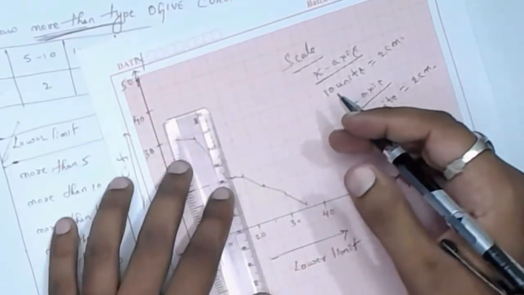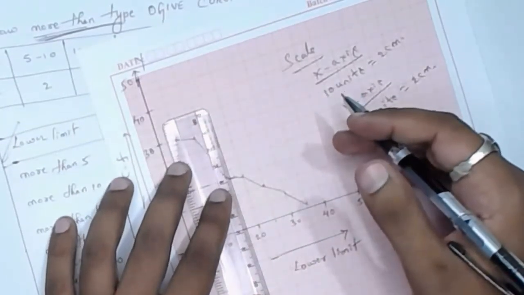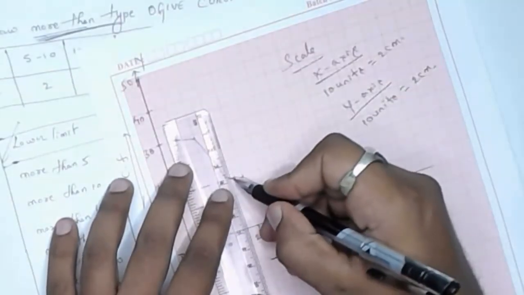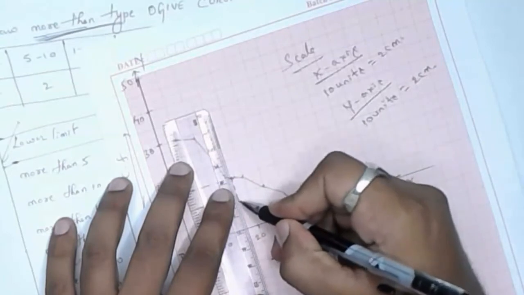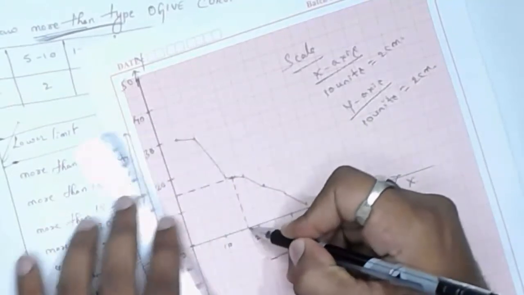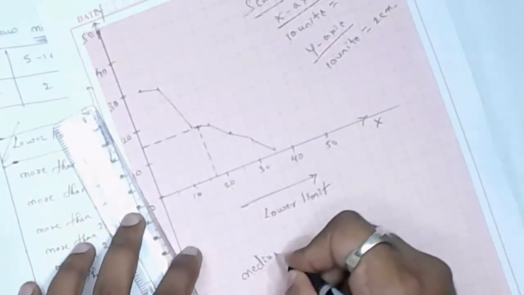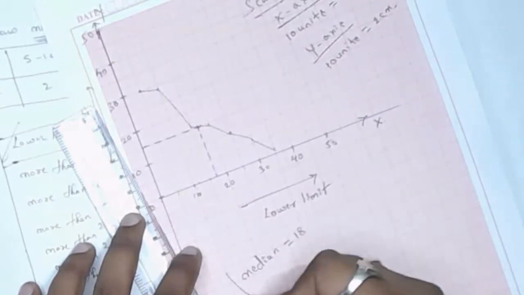Once it touches this curve, from here it comes approximate, children, don't worry. Okay, just draw one dotted line. Where it comes, this is 15, 16, 17, 18, somewhere it's coming at near 18. So median is equals to 18.